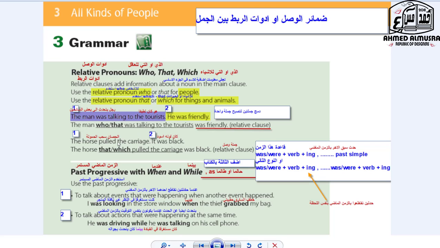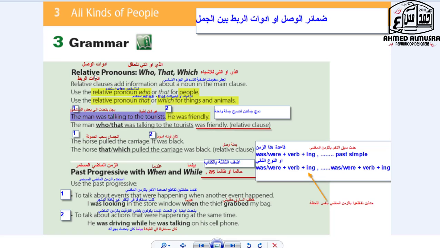I will talk about the past progressive tense, with the three tools when, while, and as. This is missing in the book. And also this one here is a brief for the grammar for this tense. Okay, so let's begin with relative clauses.